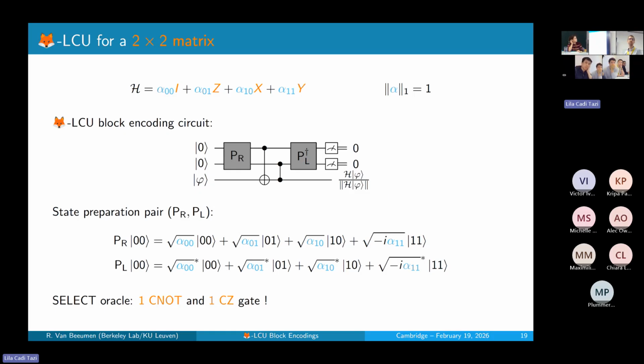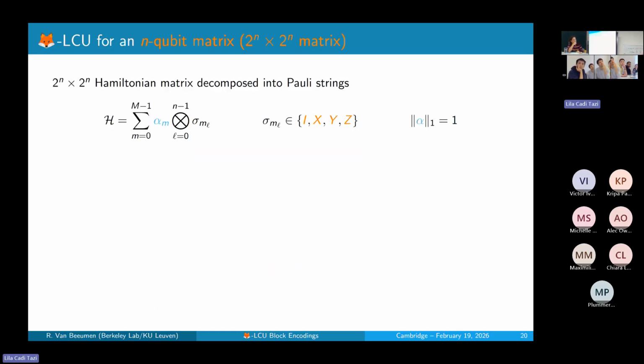No multi-controlled gates, because, for example, if you would implement that linear combination with the standard LCU, we would have a PR and a PL, and also we would require two ancilla qubits, because you have four terms, so log2 of 4 is 2. But then you would have four multi-controls for selecting I, Z, X, and Y. Now, we can generalize this to an n-qubit matrix.